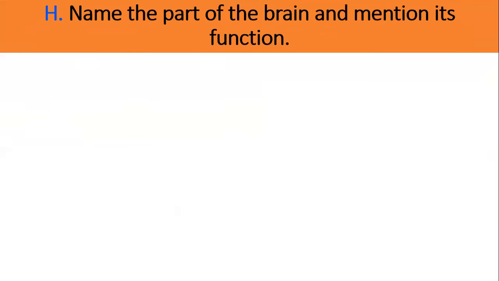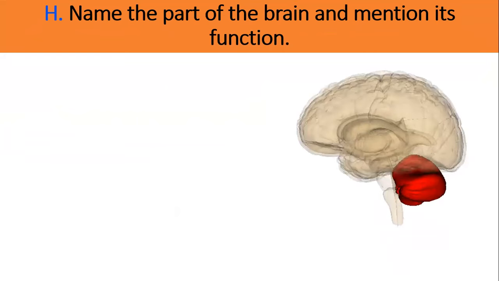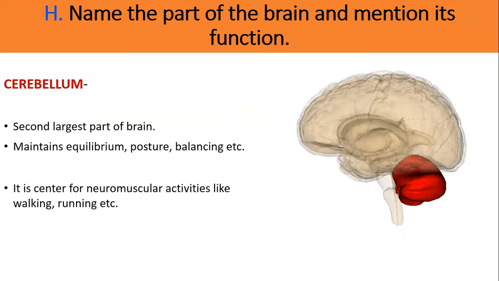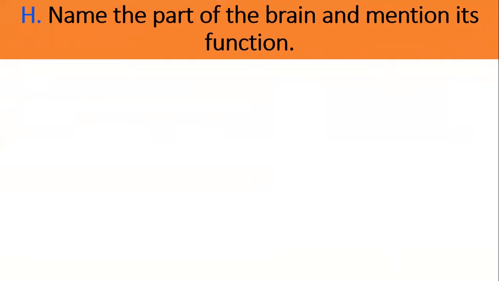Now name the other part of the brain. It can come on spot H like this. So this red colored area that you can see is nothing but cerebellum. It is the second largest part of the brain. Maintains equilibrium, posture, balancing. It is the center for neuromuscular activities like walking, running, etc. If not, then name the part of the brain and mention functions. First one was cerebrum. If not cerebrum, then you might get cerebellum.